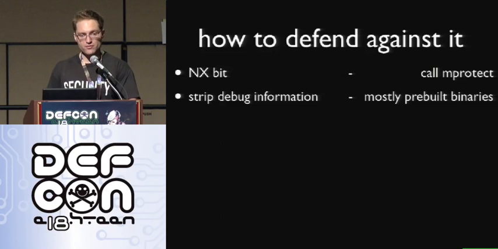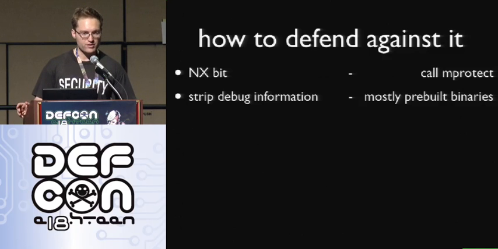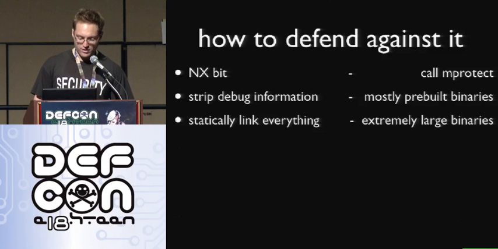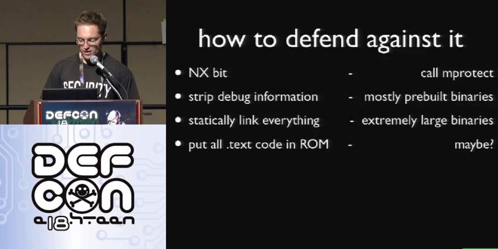You can strip out debug information, but most people just use pre-built binaries. Most people just use whatever comes with their distribution of Linux. So I can just get that VM, I can download the debug symbols, and I can figure out all the offsets myself. You can statically link everything if you want, and then you still have the problem of getting overwritten otherwise, but you don't have to worry about your global offset tables getting poisoned. The problem with that is your binaries get pretty fat.